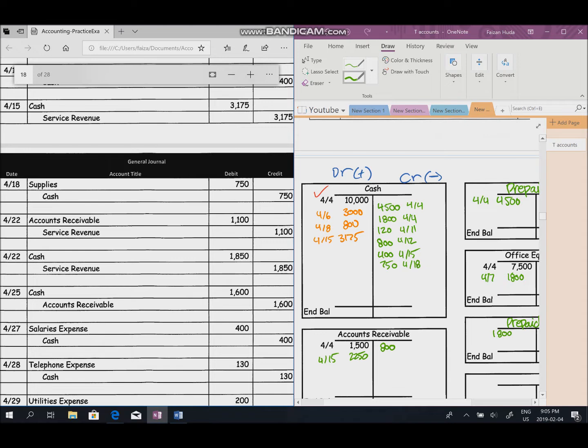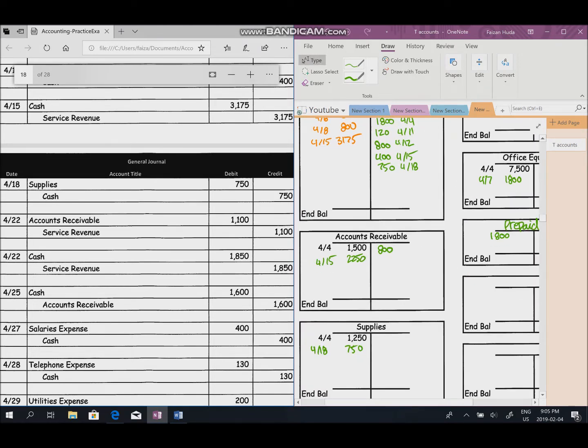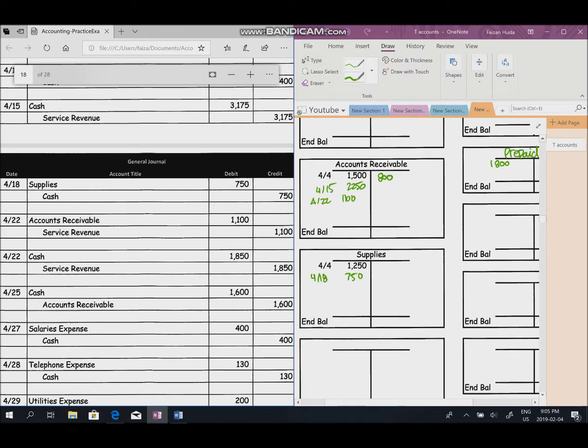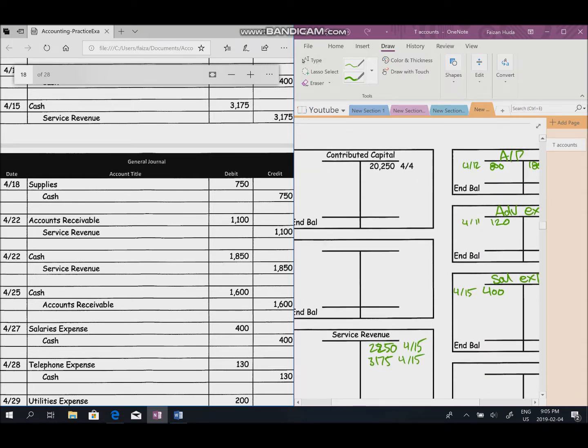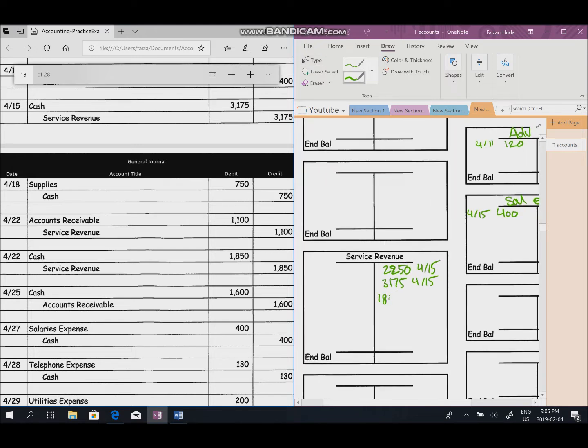Moving forward, accounts receivable again, debit 1,100 since it's on the debit side. It happened on April 22. 1,100, and service revenue is credit again, 1,850. 1,850 on April 22.